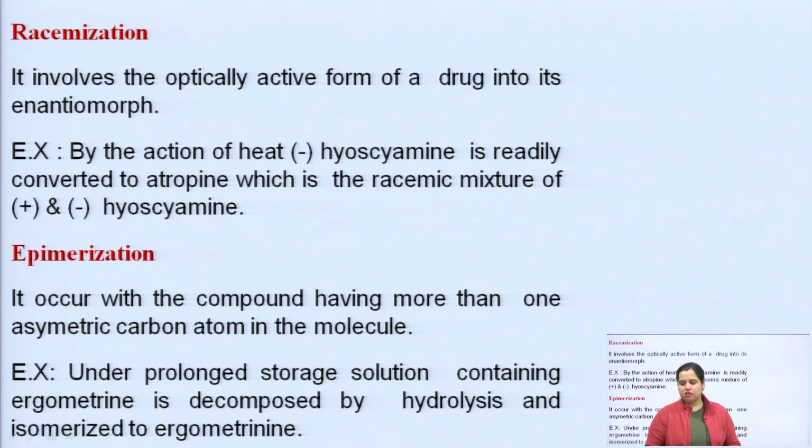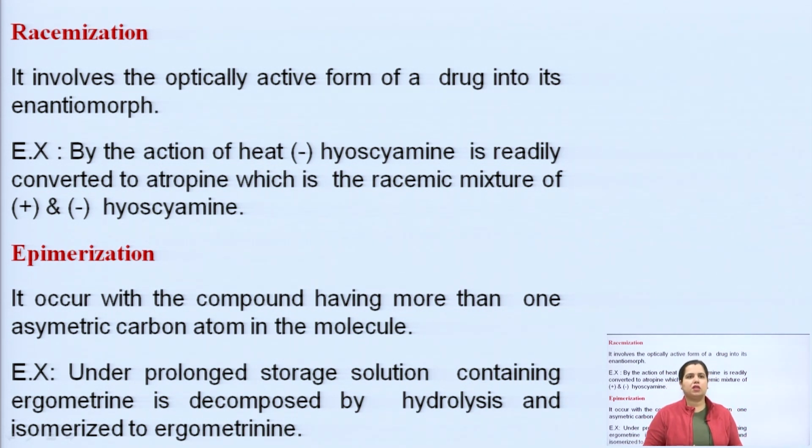So, racemization, what is meant by it? It involves the conversion of the optically active form of a drug into its enantiomorph. For example, by the action of heat, hyoscyamine is readily converted to atropine, which is the racemic mixture of plus and minus hyoscyamine, right. So, this is basically an optically active drug converted into its enantiomorph, meaning both forms will be available as a racemic mixture. So, the active form will be substituted with an inactive form.